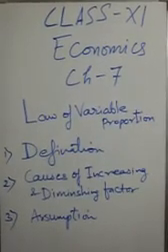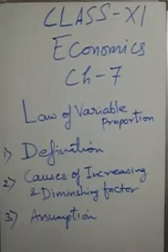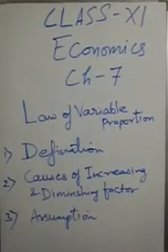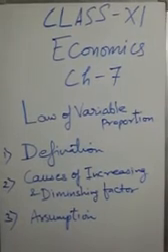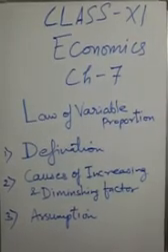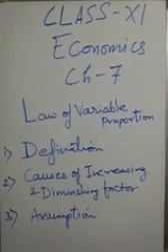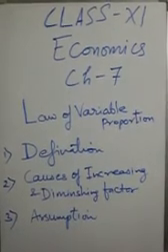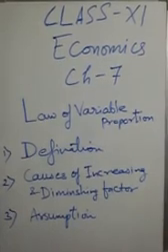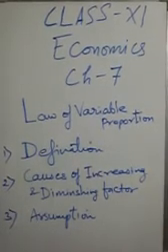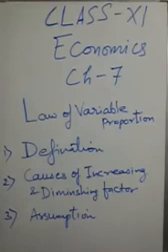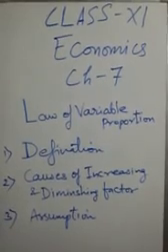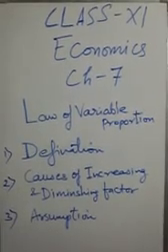Now the last point of this law is assumptions. What are the conditions that we should assume for discussing this law? The law of variable proportion is based on certain assumptions. These assumptions are as follows. First, the ratio in which factors of production are combined can be changed, meaning you have full right to change the ratio of factors of production. Second, units of the variable factor are homogeneous or equally efficient and are increased one by one.